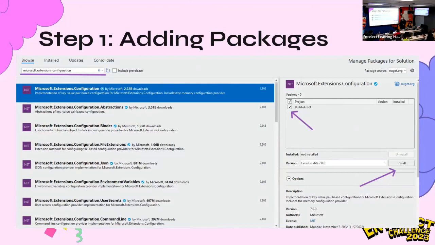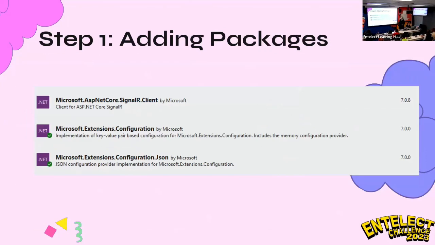These are the packages we are using for the bot. We have SignalR client, which is obviously to connect to SignalR for the runner hub. And then the configuration and configuration JSON packages are just to read from a JSON file to configure basic settings about our bot. So I will give you guys some time to get those if you haven't already. Not long, we'll take a couple minutes. Okay, and we're going to move on now.